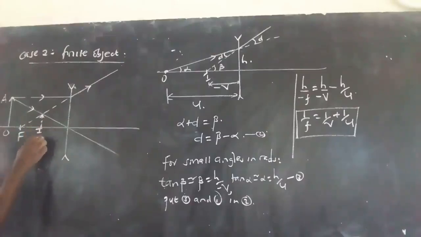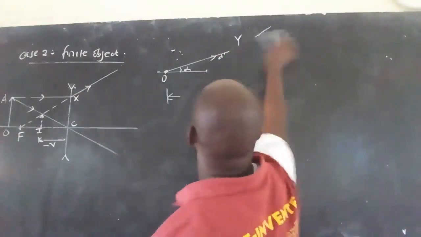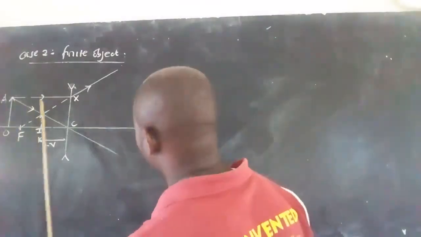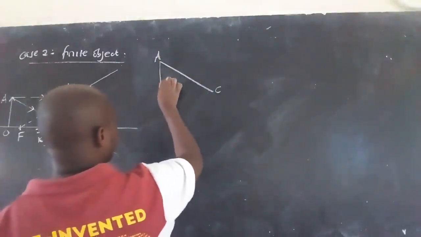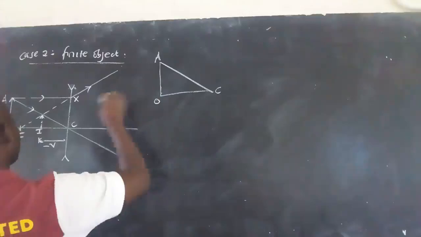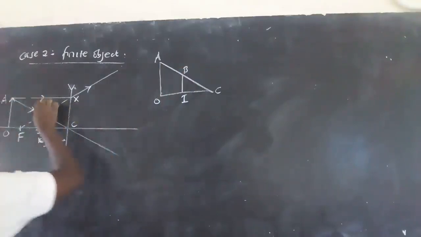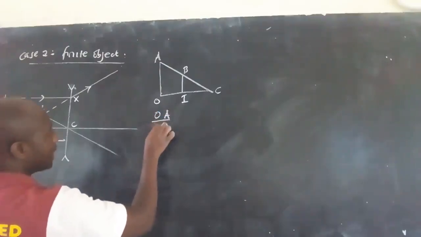So this is I. The distance is negative V. This is C. Then what else? This is X. Okay, like that. So in this case, we shall now say that we start with AC. We have this. This is O. Then we have also the small one, this is I. This is B. Call it B here. So I shall say that OA divided by I what?